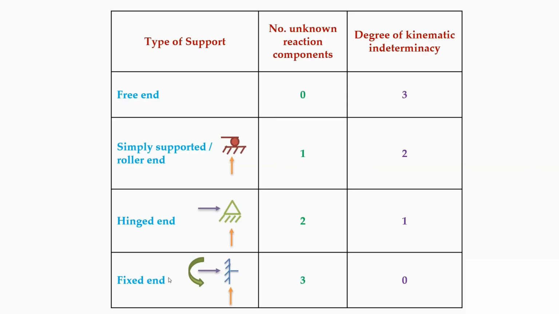Coming to the fixed support, for this fixity condition we are going to develop 3 internal stress resultants, that is horizontal, vertical, and moment. Therefore, the unknown reaction components here are 3, whereas the degree of kinematic indeterminacy will be 0. Why? Because it is restrained in all directions. Therefore, it doesn't have any rotation and it doesn't have any translation. So here the kinematic indeterminacy will be 0.